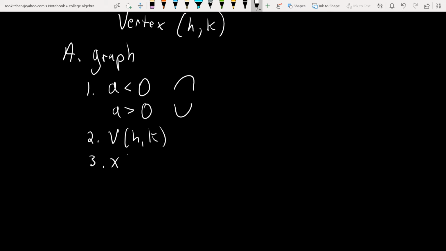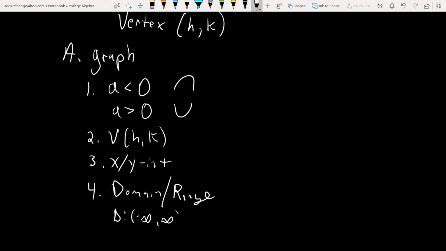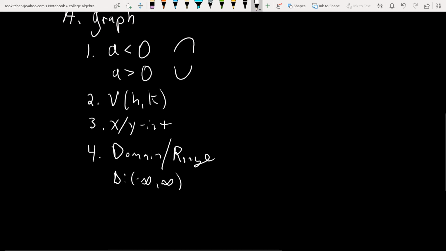Thirdly, I'm going to get the x and y intercepts. For the x-intercept, you let y equal 0. For the y-intercept, you let x equal 0. Fourthly, I'm going to state the domain and range. The domain is always all real numbers, so that's going to be easy. The domain is always negative infinity to infinity. The range is a little bit harder, but you could still kind of figure it out without even looking at the graph.